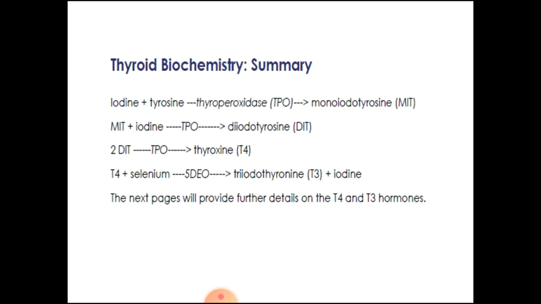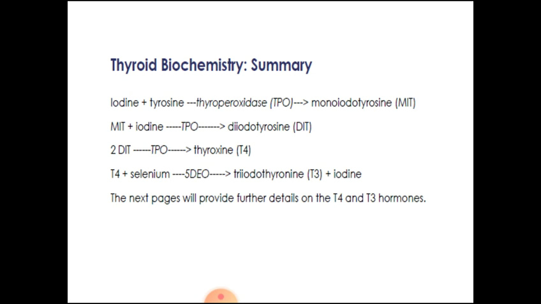That means diiodotyrosine plus diiodotyrosine gives T4, which is also known as thyroxine. T4, in the presence of the 5-deiodinase enzyme, with selenium as the cofactor for this enzyme, undergoes deiodination to triiodothyronine, T3, plus free iodine.